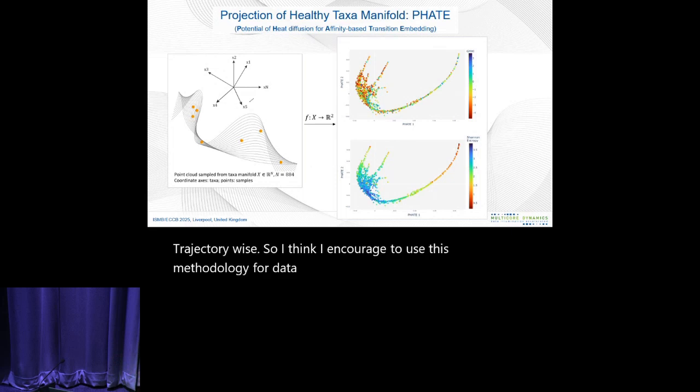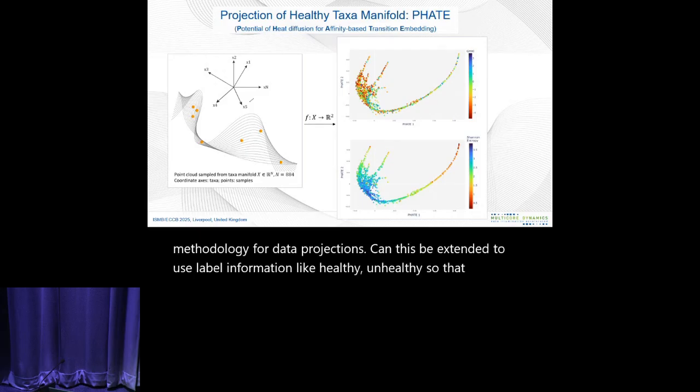Can this be extended to use label information, like healthy, unhealthy, so that it informs the projection in some way?